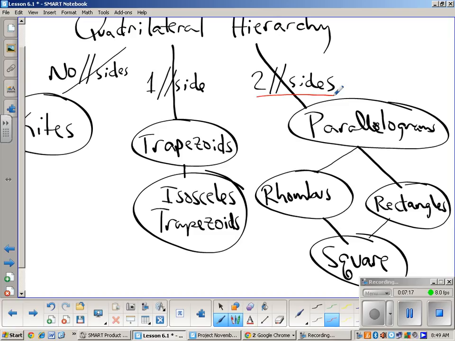The only quadrilateral that has no parallel lines are the kites. The only one that has 1 pair of parallel lines are the trapezoids. But then we have a special kind of trapezoid in which the non-parallel sides are congruent. And then parallelograms have 2 pairs of parallel lines and they break off into 2: rectangles and rhombuses. If we took a rectangle in this hand and a rhombus in this hand and smashed them together, we get a square. Okay?